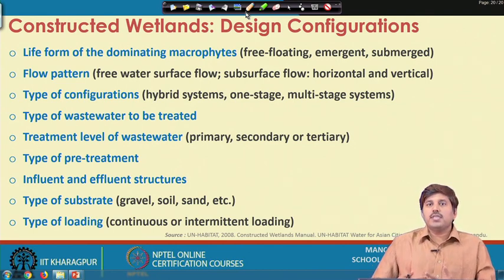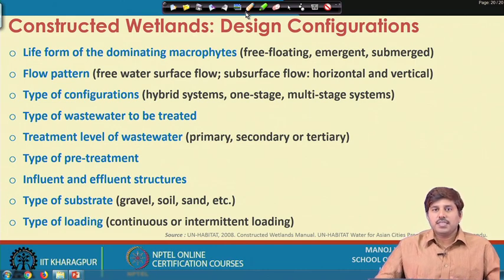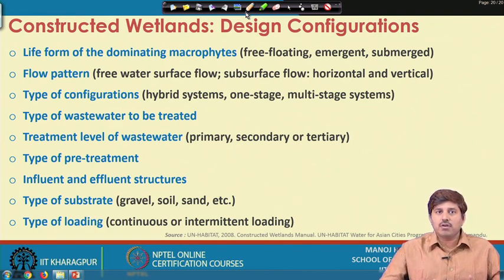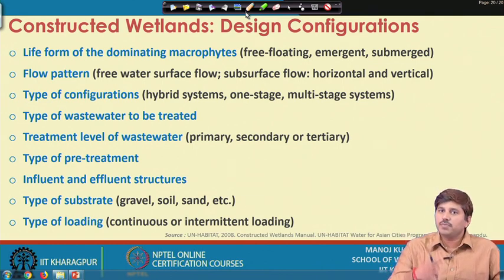What kind of wastewater is to be treated, whether it is simple domestic sewage or some industrial sewage, and what level of wastewater it is treating, whether primary, secondary, or tertiary level treatment. Is any pre-treatment provided or not, and what are the influent and effluent structures? So, whether it is just being dropped through a pipe or first passed through a media. Those kinds of things.